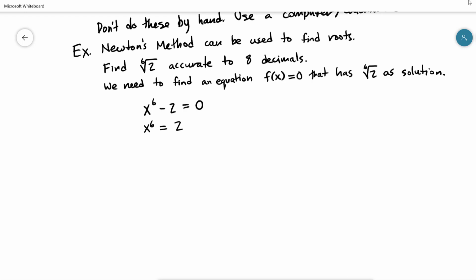How do you get the x by itself? How do you undo the 6th power? You take the 6th root. And so we take the 6th root and get that x equals the 6th root of 2.